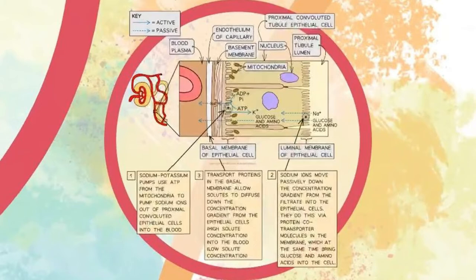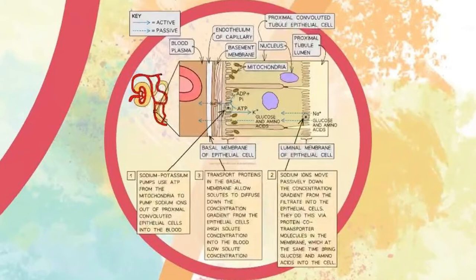So you can see the sodium ions being shifted to the left, decreasing the concentration within that epithelial cell, and sodium then moves from the proximal tubule lumen into that epithelial cell. So the ions move passively down the concentration gradient from the filtrate into the epithelial cells associated with the basement membrane. They do this via a protein co-transporter in the membrane, which at the same time brings glucose and amino acids into the cell. What co-transporter means is that it transports one thing which it is specific to, which is the sodium, and that sodium is able to bring something else with it, in this case glucose and amino acids.